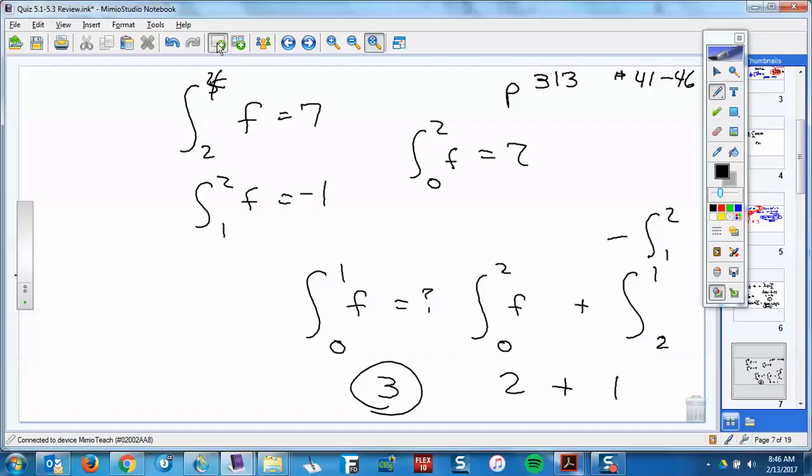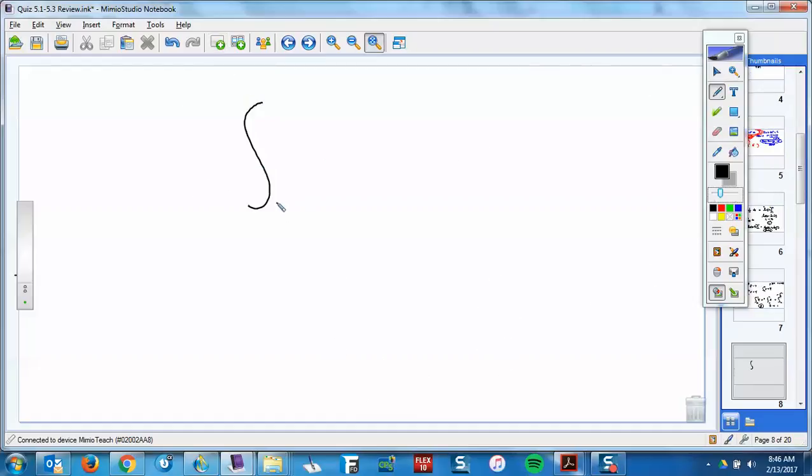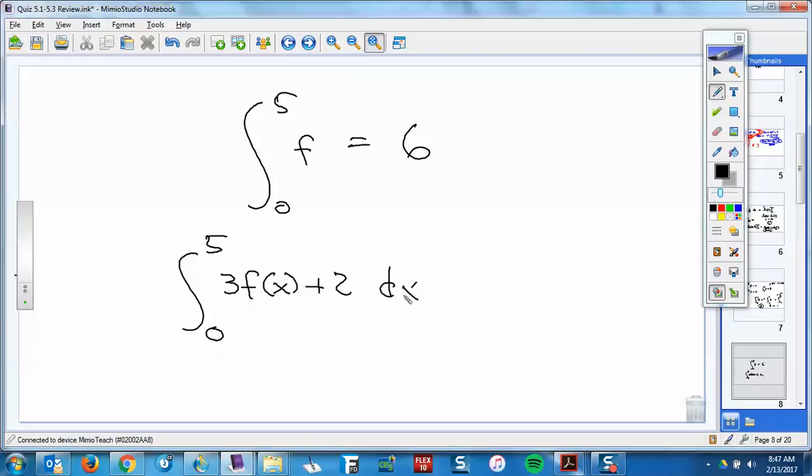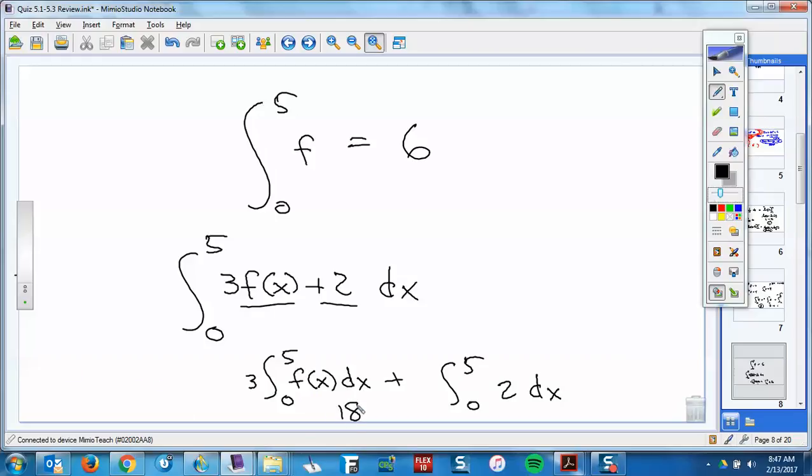Another thing we had at the very beginning of our lesson: what if I told you the integral from 0 to 5 of f was 6, and then I asked you for the integral from 0 to 5 of 3f of x plus 2? That's the other thing I meant by splitting integrals. You could do the integral from 0 to 5 of 3f of x, and you can pull the 3 out, plus the integral from 0 to 5 of 2. So I can split that into 2 different integrals. Now what's this one? 18. And what's this one? 10.